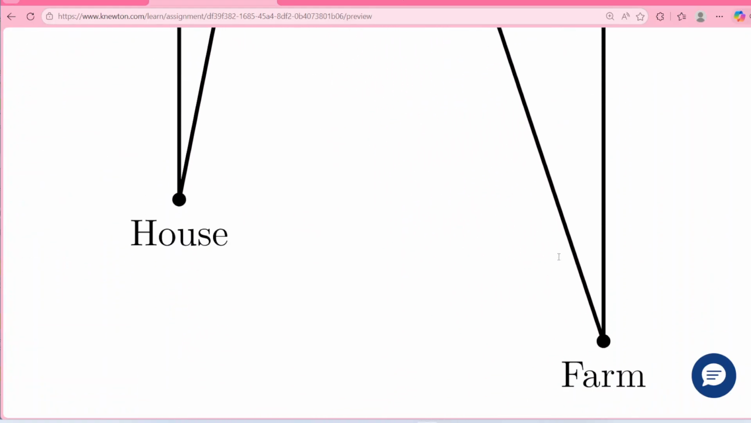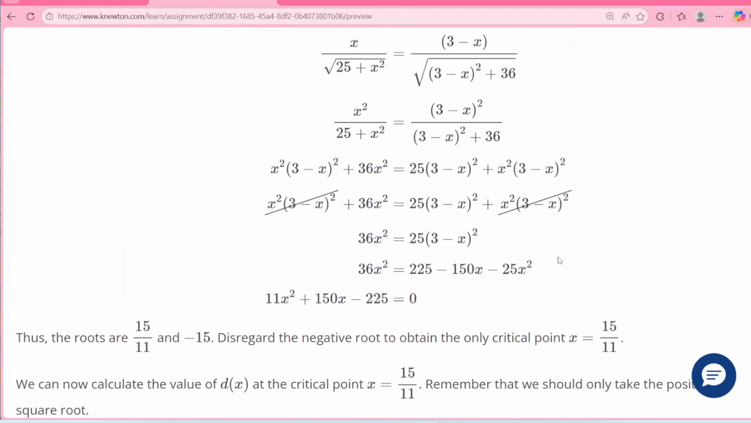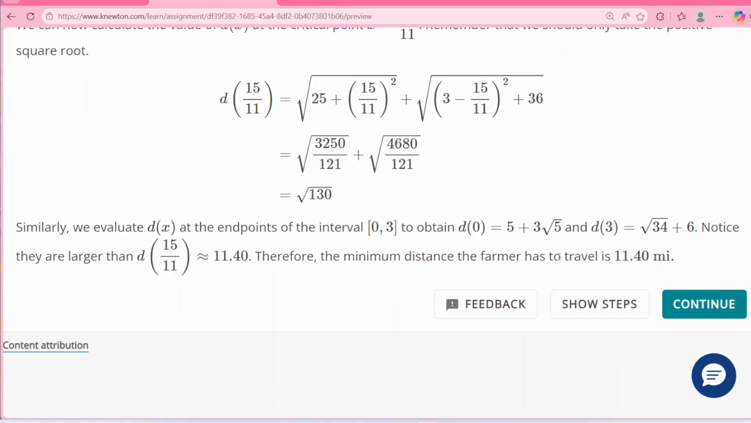Right, so they do all that same stuff. Yeah, so they kept it with the roots and all that. And yuck. All right. So 15 elevenths. Yeah. All right.